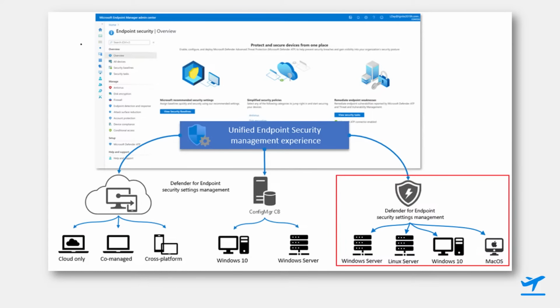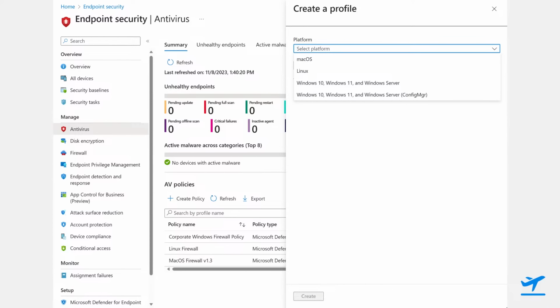But on the right there in that red box is what we want to highlight today, which is Defender for Endpoint Security Settings Management. What this means is that when you deploy policy from endpoint security, not only will it apply to devices that are traditionally MDM enrolled, but also devices that are running Defender for Endpoint. When you look into creating a policy, you'll notice that in this platform selection, it says Windows 10, Windows 11, and Windows Server. We have another option for Configuration Manager, but today we're focusing just on the one that says Windows 10, Windows 11, and Windows Server.